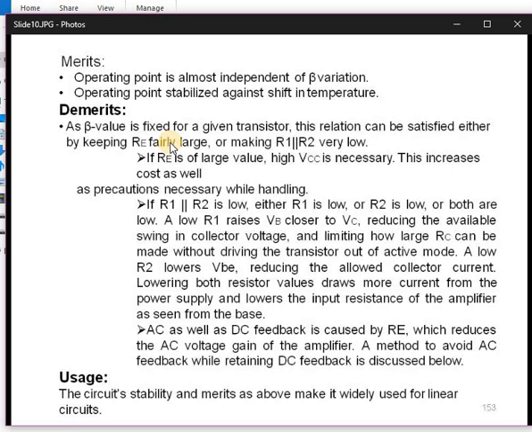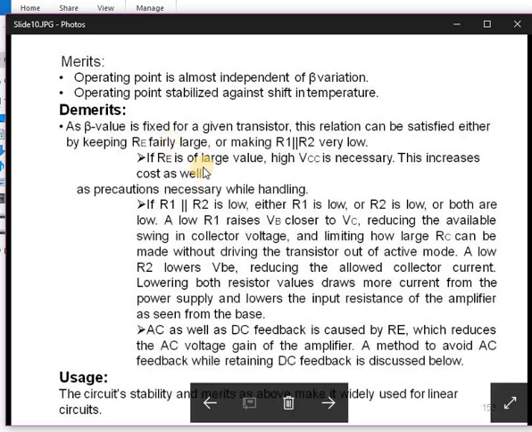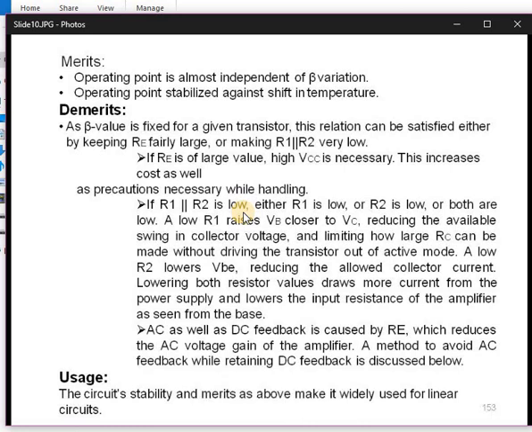Suppose RE is of large value. Then a high VCC is necessary, that means the DC supply voltage is high. This increases the cost as well as the precautions necessary while handling. Due to the increase in the emitter resistor value, it is necessary to use a high DC source, which increases the cost, and at the same time, precautions must be taken while handling.